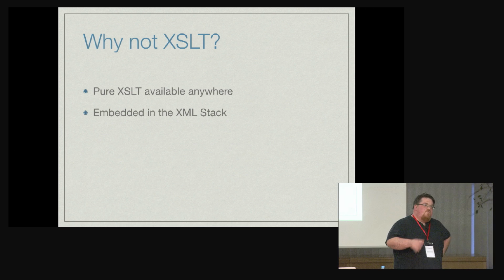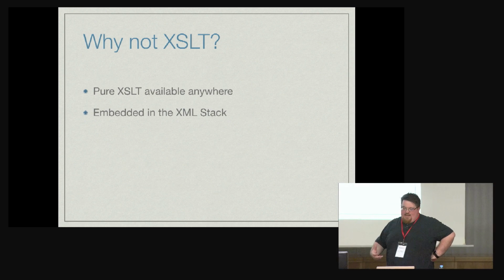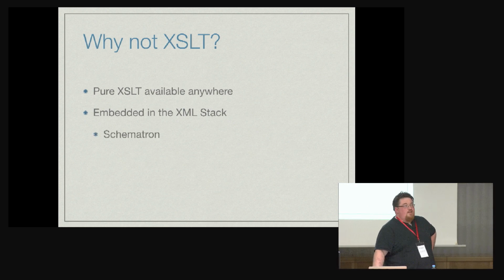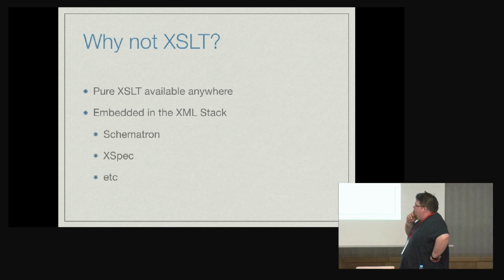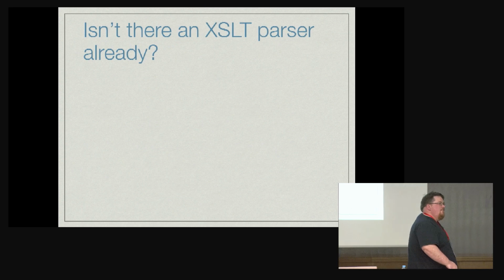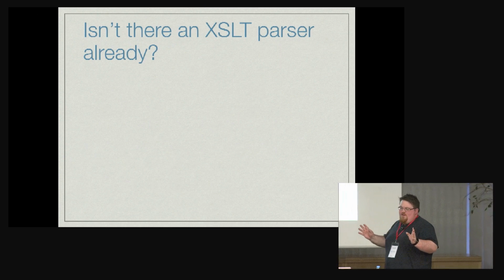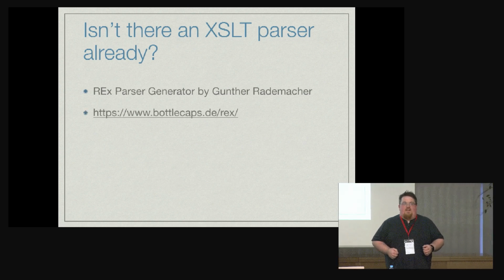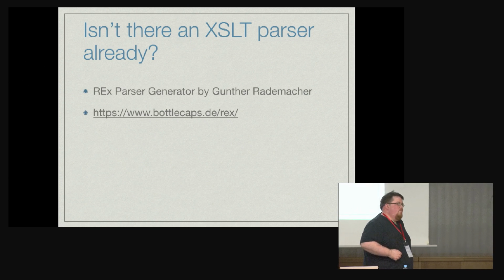So it's nice to have something in XSLT. And of course, we've got a range of technologies that use pure XSLT to achieve things in the XML technology stack. And if we have a library available to us in XSLT, we can use those things in things like Schematron, XSpec, and so on. Hang on. Some of you may well be thinking, this is all familiar ground, Tom, and there is an XSLT parser available already, right? And yes, there is. Well, there's a parser-generator available. The Rex parser-generator by Gunther Rademacher, which is available on bottlecaps.de.